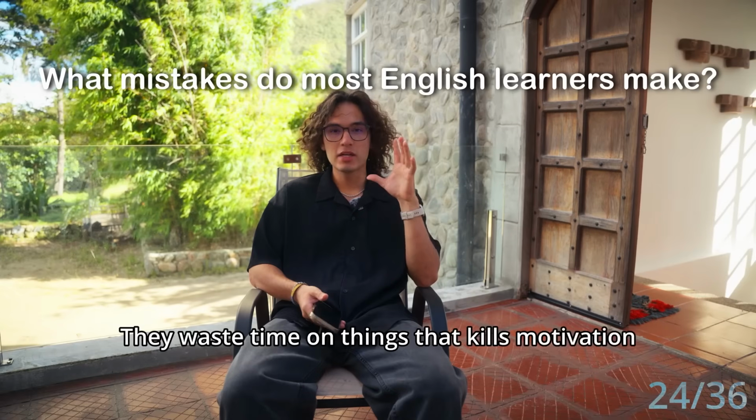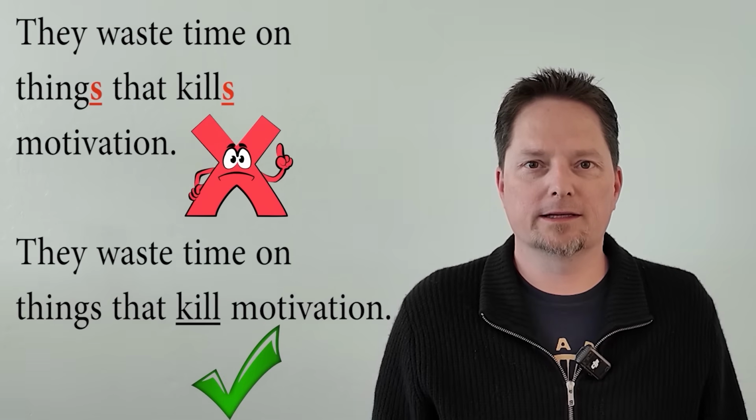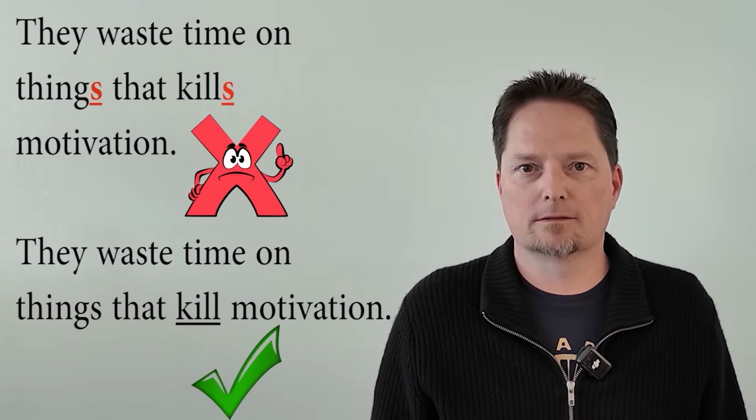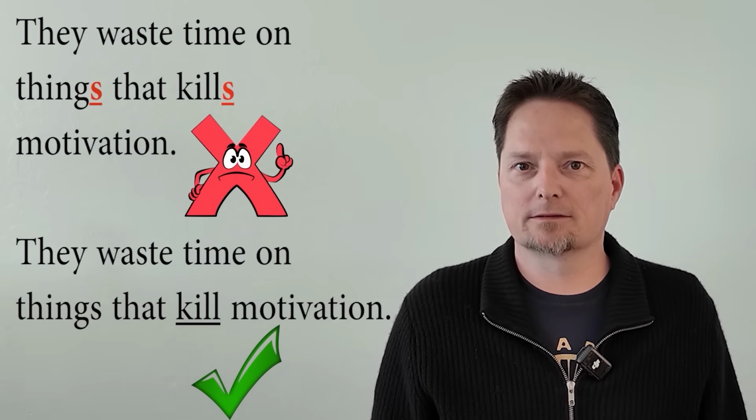I would say they waste time on things that kills motivation, like grammar drills. I cannot say they waste time on things that kills motivation. If I say things, I cannot say kills. I cannot put an S on kill, because things is a plural. I have to say kill. I can say they waste time on things that kill motivation, but not kills. I have to use a simple verb here, kill.